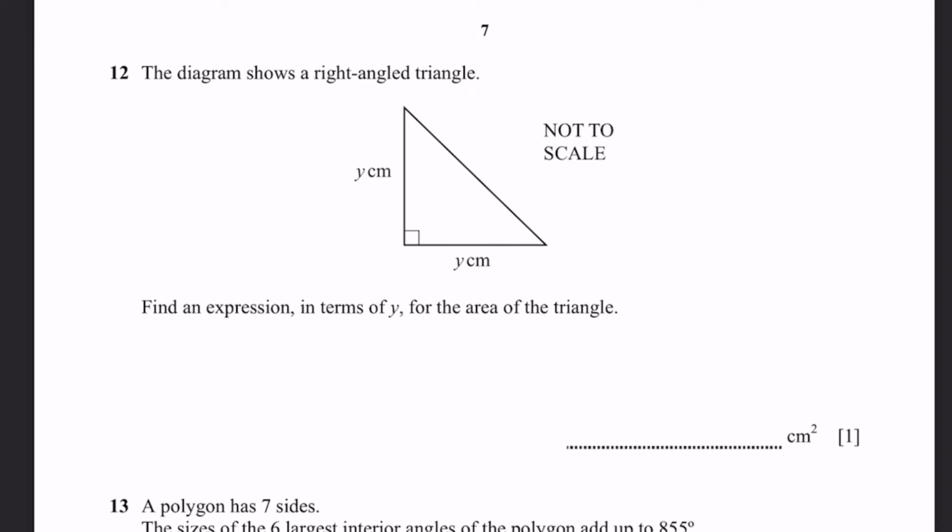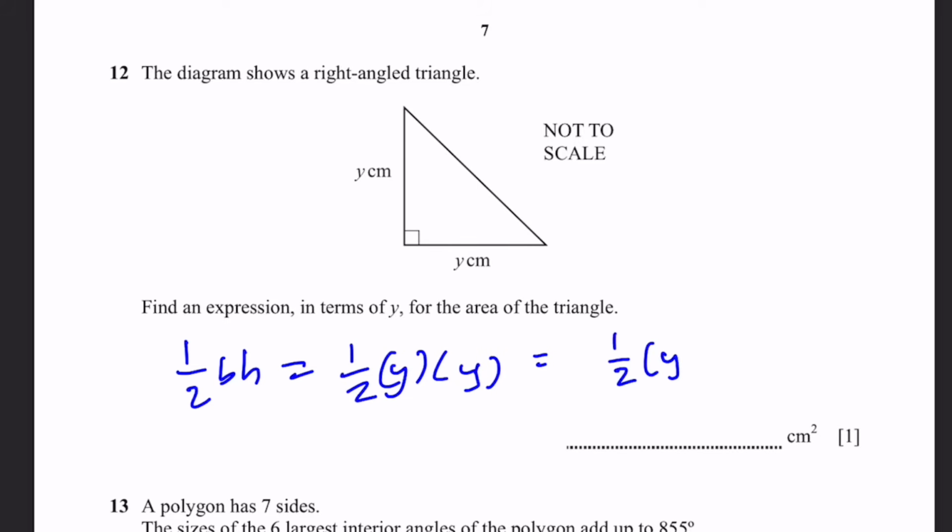Question 12. The diagram shows a right angled triangle. Find an expression in terms of y for the area of the triangle. Well, if this is a right angled triangle, then y is the height and y is also the base. So the expression in terms of y for the area is going to be half bh, which is half times y times y, which is equal to half times y squared.